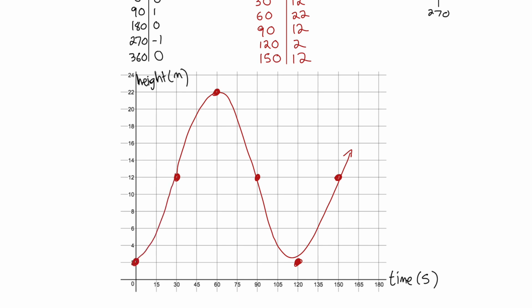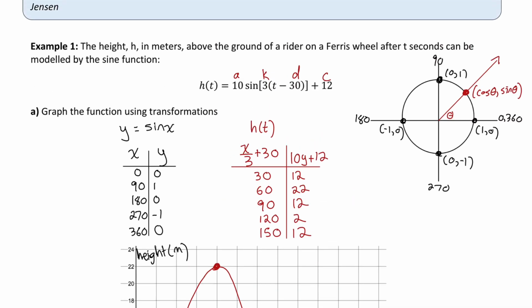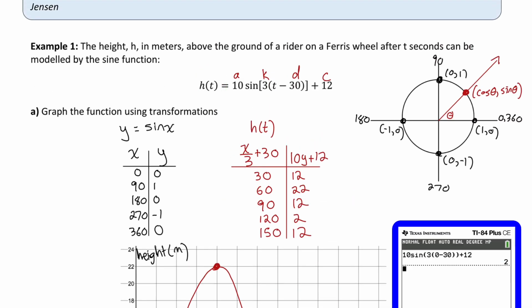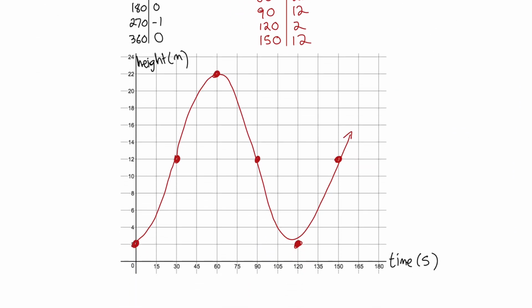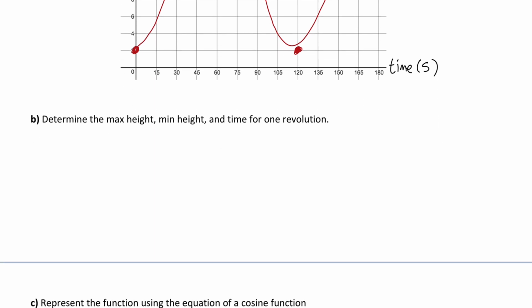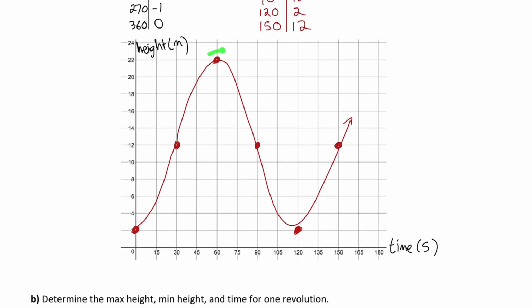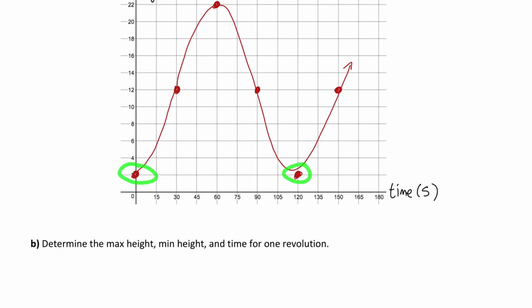If you're not able to see that pattern, what you could do is just take our equation that tells us the height at any given time we want. And you could sub in 0 for the time and calculate your height. And it would give you a value of 2. But let's go ahead and answer the following questions, where it says determine the max height, the min height, and the time for one revolution. Well, the maximum height I can see is up here at 22. And the minimum height of the rider is down here at a height of 2.